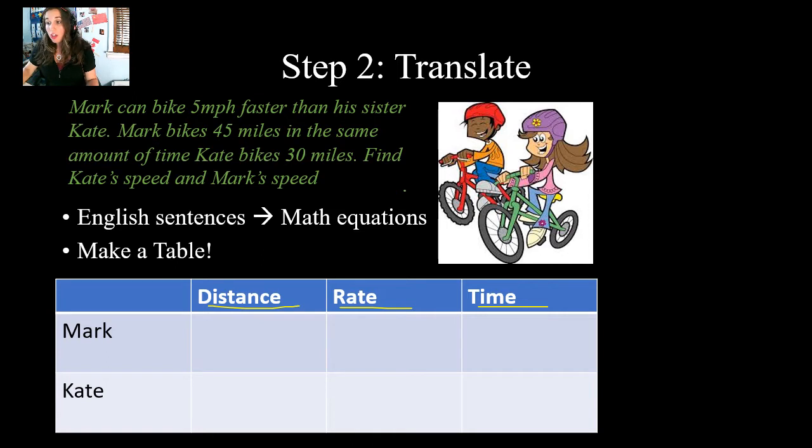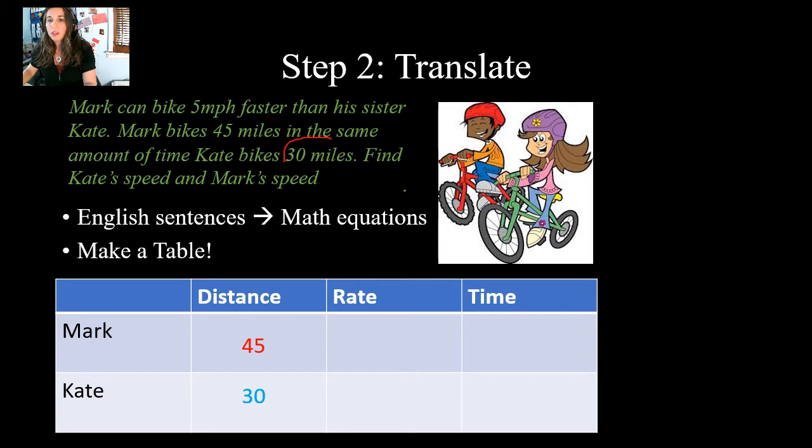And then your rows will be made up of whoever or whatever you're dealing with. We have Mark and Kate, all right? And now we just fill in the boxes using what we have from the word problem. The word problem really gives us everything we need to know. All right, so let's start with distance. Well, that's given to us right here. Mark bikes 45 miles. Kate bikes 30 miles. We're given their distance. Easy fill in. 45 for Mark, 30 for Kate.